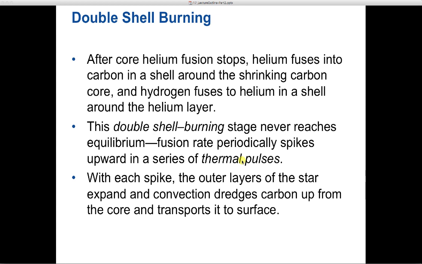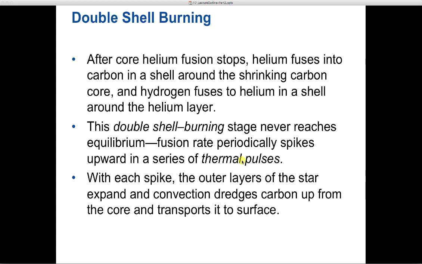There's going to be a lot more energy produced in the core, and that extra energy is going to push the outer layers outward even more than they were pushed outward before. So the star is going to expand to an even greater size than it was before, a much larger red giant than it was before. And it turns out that this stage is very chaotic. There's not much balance there.